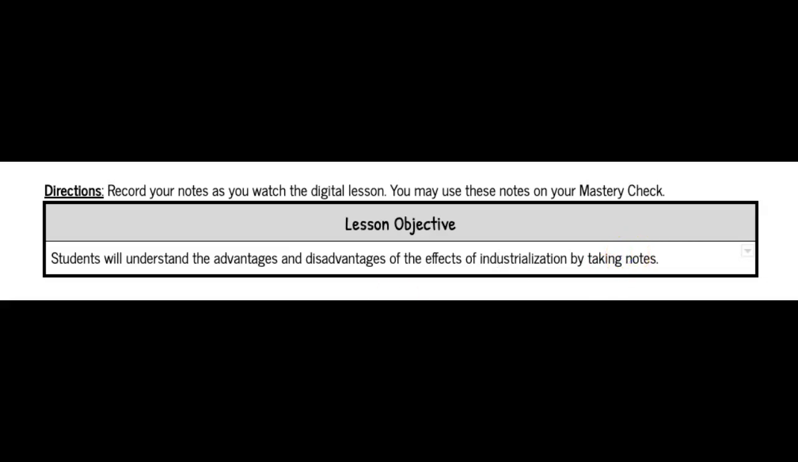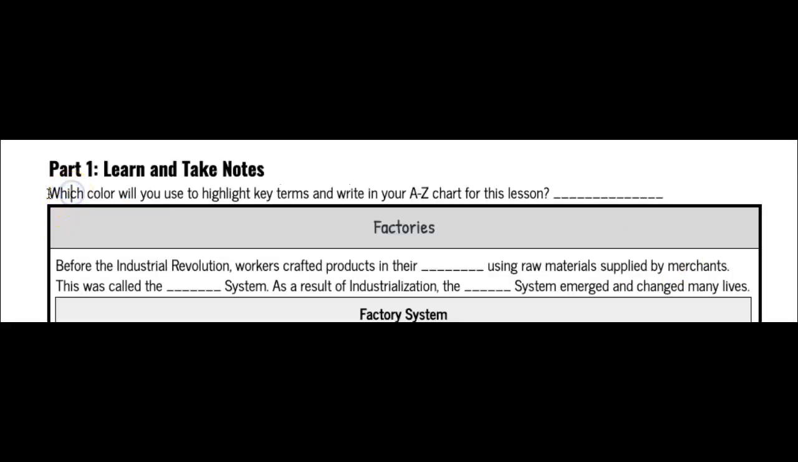Our lesson objective is that students will understand the advantages and disadvantages of the effects of industrialization. You'll do that by taking the notes here. So first, let's decide which color you're going to use to highlight your key terms in this lesson and also use in your A through Z chart. You chose one color from last lesson and you're going to choose a different color in this lesson. Decide the color, pause your video, go get your color, and then come back and press play.